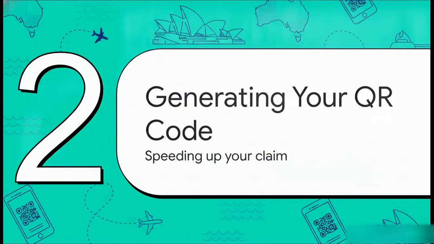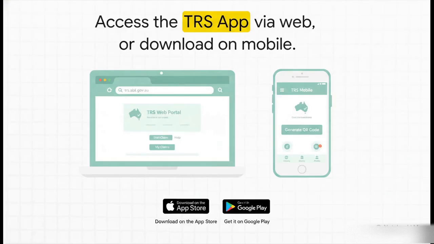Section 2. Generating your QR code. Speeding up your claim with TRS apps. So you actually have a few options to make this easier on yourself. You can jump on your computer and use the web app, which is called My TRS Claim, or you can just download the official mobile apps. They're right there on Google Play for Android and the Apple App Store for iOS. It is highly, highly recommended to use these tools to store your invoice info before you travel.